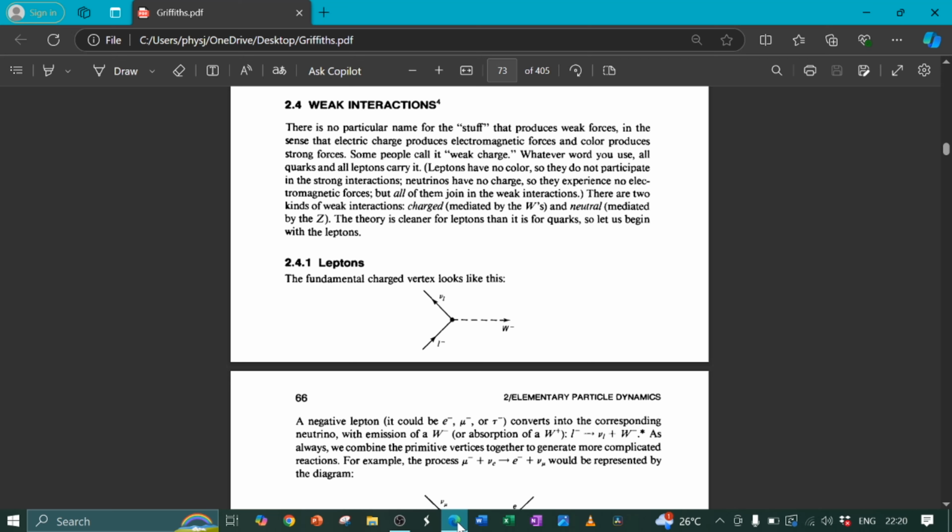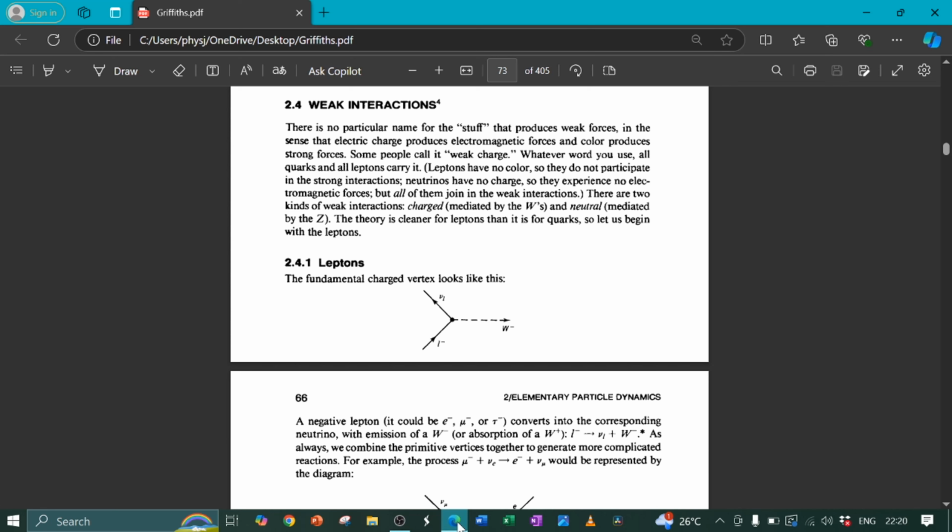Weak interactions. There is no particular name for the stuff that produces weak forces, in the sense that electric charge produces electromagnetic forces and color produces strong forces. Some people call it weak charge. Whatever word you use, all quarks and all leptons carry it.